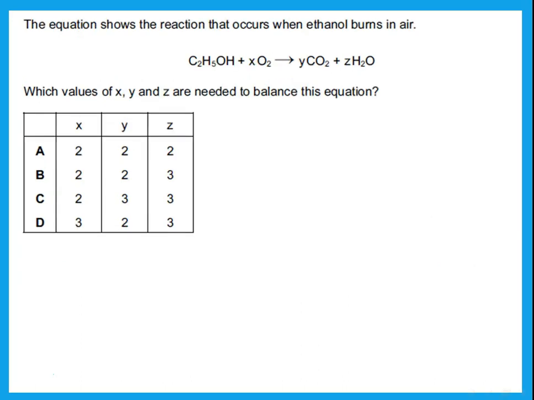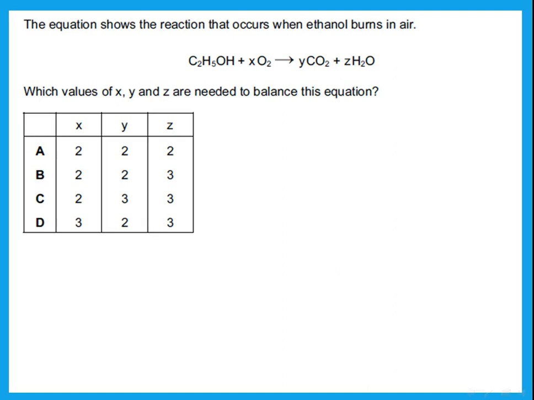Okay, the equation shows the reaction that occurs when ethanol burns in air. What values of X, Y, and Z are needed to balance this equation? Okay, let's take a look at it. Before the arrow, we have how many carbons? 2. So after the arrow, I need 2. So Y has to be 2. So that cancels out C. So C is totally wrong. Now, before the arrow, how many hydrogens do we have before the arrow? We have 5 and 1.